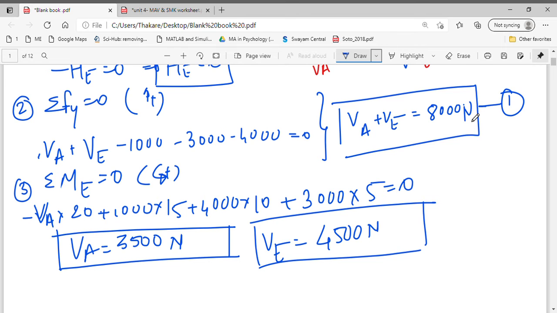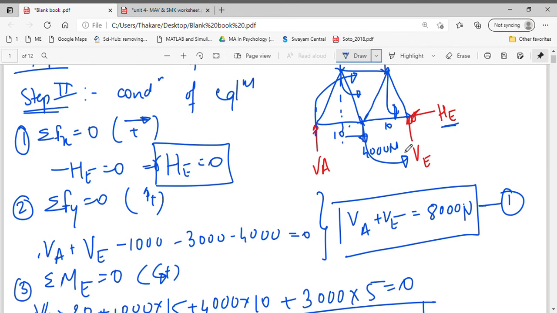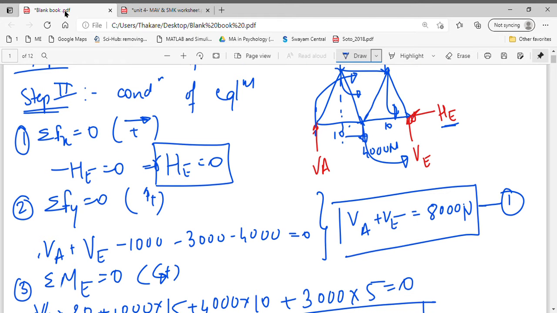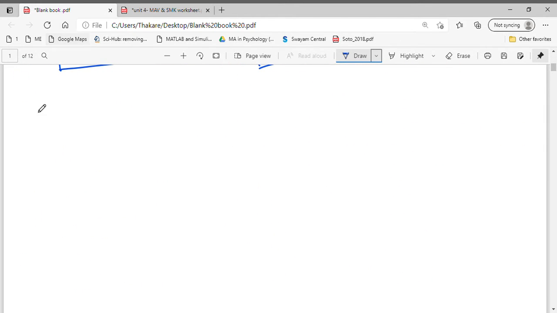Now that we have determined the vertical reactions developed, we have to determine the member forces developed in each member of this truss. So we have members AB, BC, AC, BD, DC, CE and ED. We have total number of members as 7. So we have to determine the member forces developed in all these 7 members. We have to solve this using method of joints.